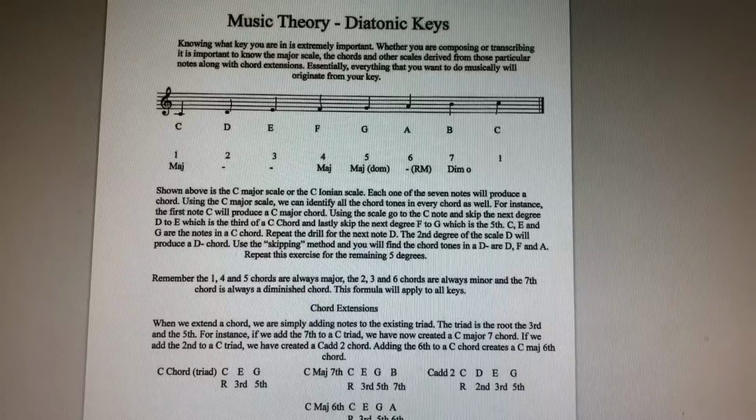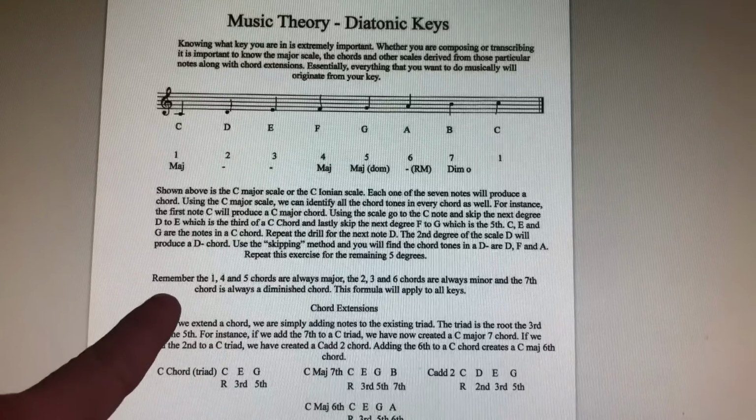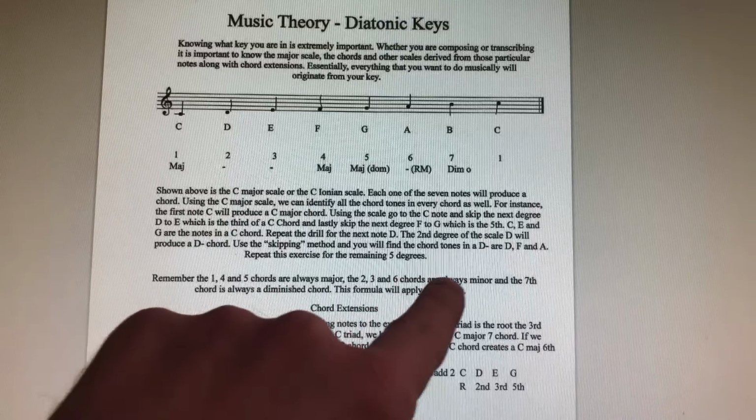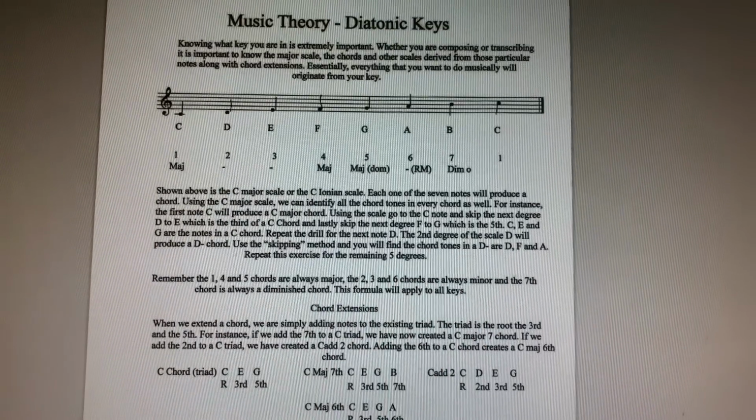It talks about down here the formula for the 1, 4, 5 chords and 2, 3, 6 and 7. That's regardless of what key you're in. The 1, 4, 5 chords will always be major. The 2, 3, 6 chords will always be minor, and the 7th chord will always be diminished.